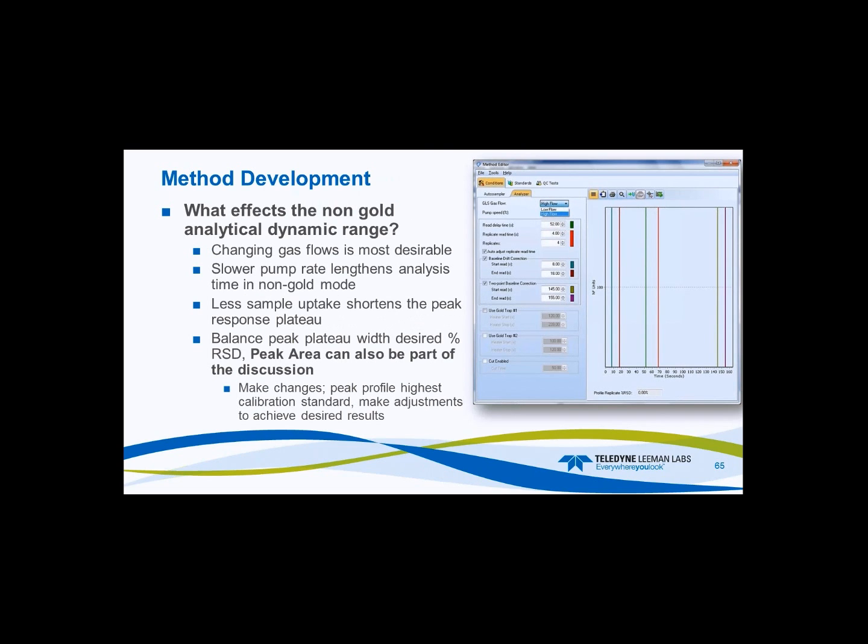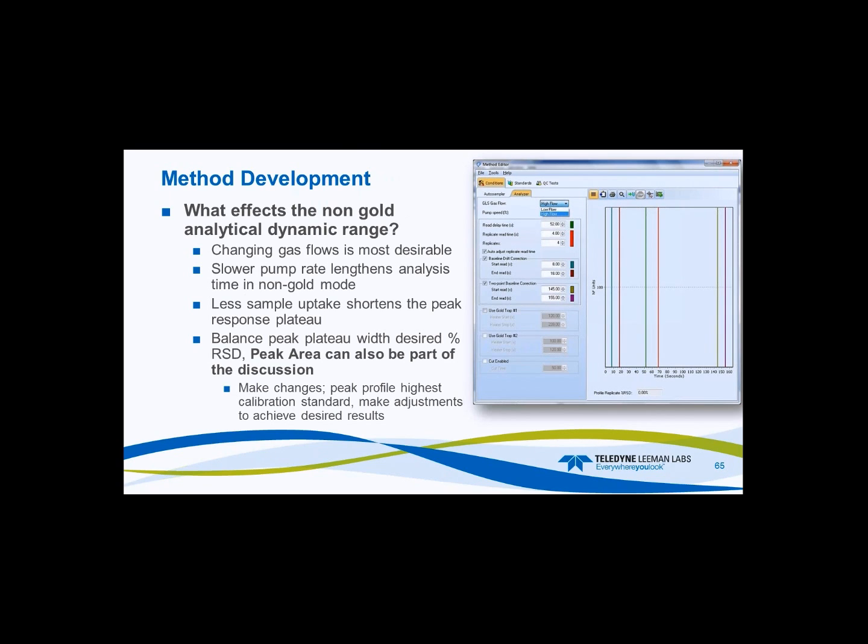So you change the gas flow. If you notice here, it's GLS flow, low to high. So you can dial that in for the most desirable response. Again, slower pump rate will lengthen the analysis time in non-gold. Less sample uptake shortens the peak response plateau. So you want to balance all these with the response you want.